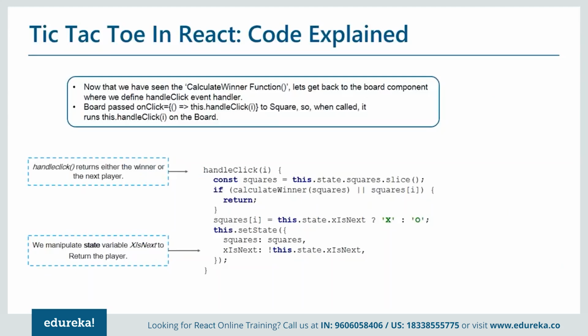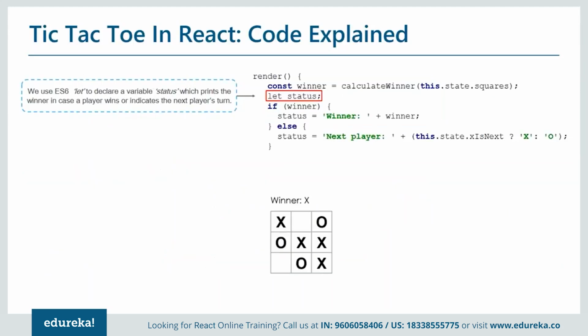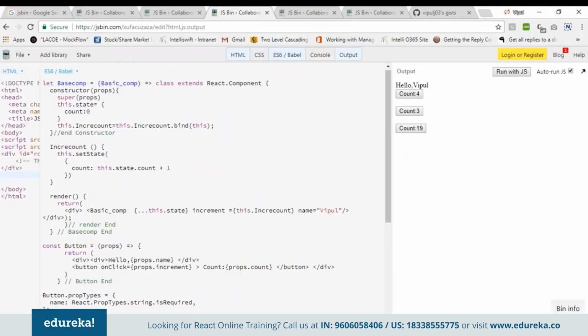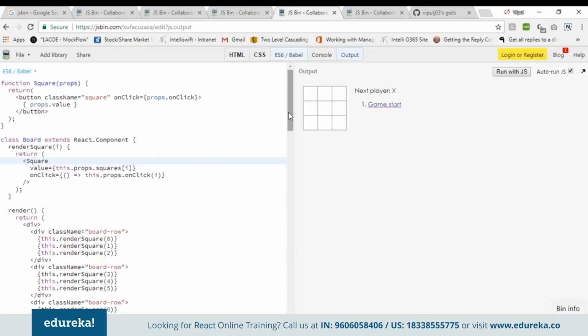Then we have the handleClick function, where we manipulate the state variable. Finally, we use ES6 let to declare a variable, let status, which prints the winner in case a player wins or indicates the next player's turn. And finally, inside the board render function, we will be returning nine squares using the renderSquare method. See this from a demo perspective, then we will have a better understanding of how it is working.